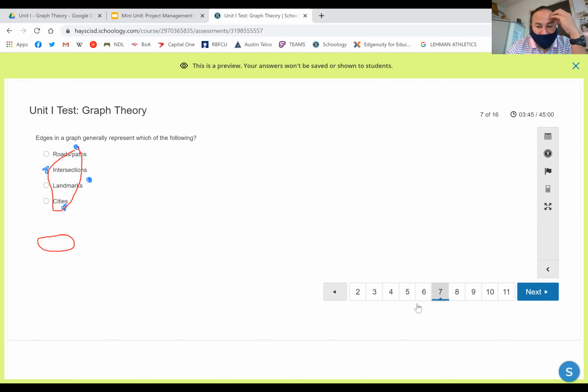Next, this question, let me clear the screen. I didn't clear that. Edges in a graph generally represent which of the following? And the correct answer is roads and paths. Intersections, landmarks, and cities are all vertices. So roads and paths is going to be the correct answer there.